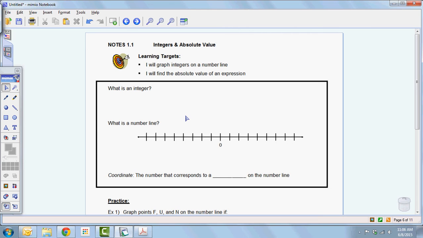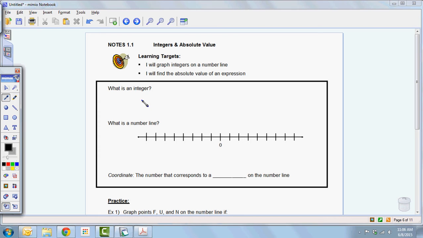This is your Chapter 1, Section 1 video notes, and we're going to be talking about two different learning targets today. Your first learning target is going to be how to graph integers on a number line, and your second learning target is going to be able to find the absolute value of an expression. So we're going to start with our first learning target. We're going to talk about integers.